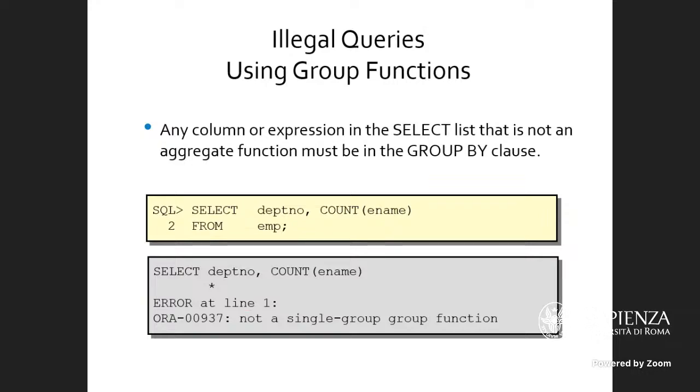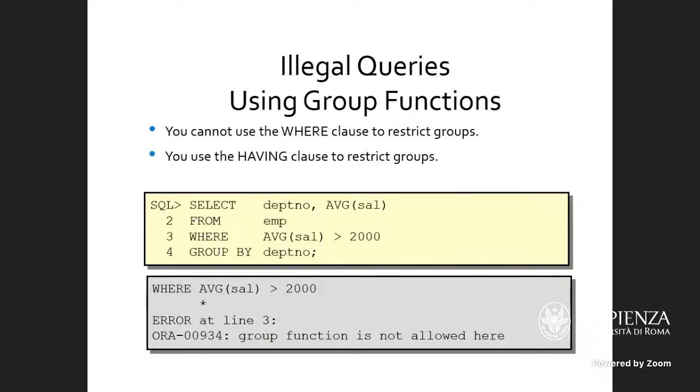That's the first thing we said. If you are using the group by, you are trying to group by something, any column in the select list that is not in a group function must be in the group by clause. It must be there, else you're going to have an error. It's important. So this will throw an error. So you cannot use where in the clause to restrict groups.